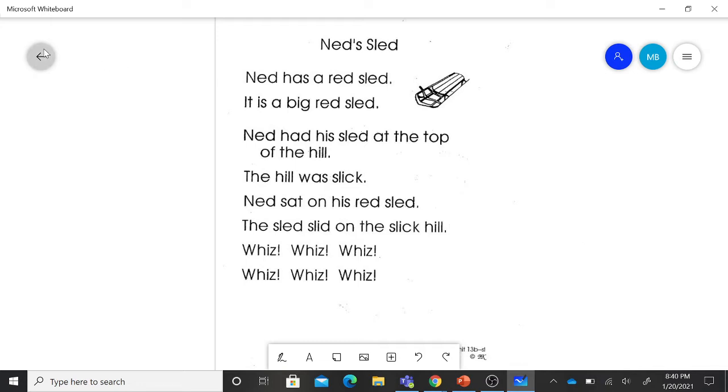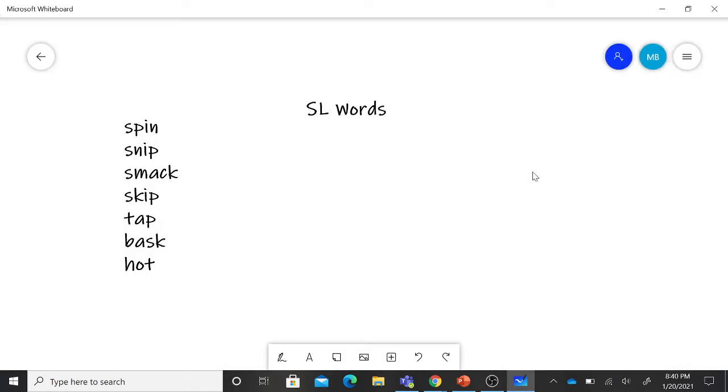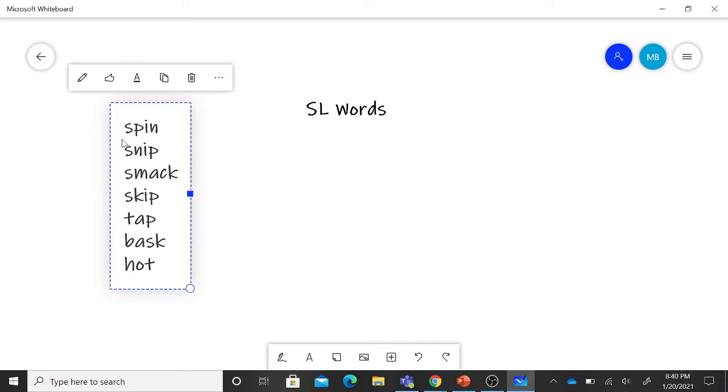All right, welcome back, and we are ready to do our words we read. We're going to start over here with our review words, and then as we do our SL words, we will type them so that we can sound them out together. All right, here is the first review word.